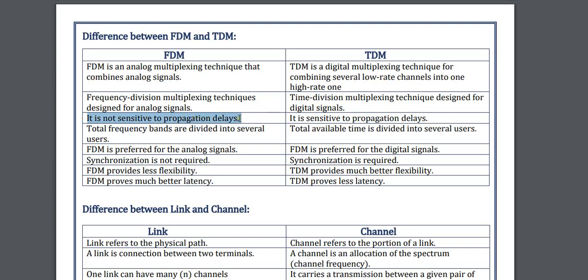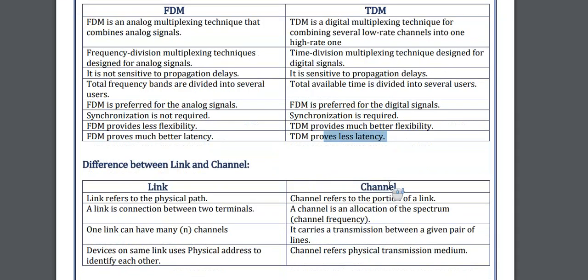FDM is not sensitive, and TDM is sensitive. In FDM the total frequency band is divided among users, but in TDM the total available time is divided among users. FDM is performed with analog signals, and TDM performs with digital signals. Synchronization is required in TDM, but synchronization is not required in FDM. FDM provides less flexibility, whereas TDM provides more. FDM provides much better latency, but TDM provides less latency.